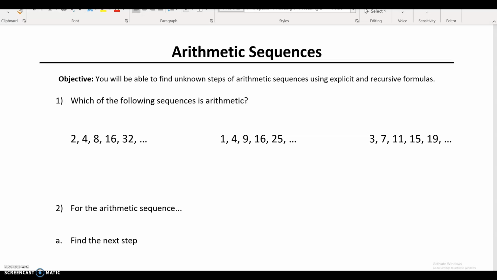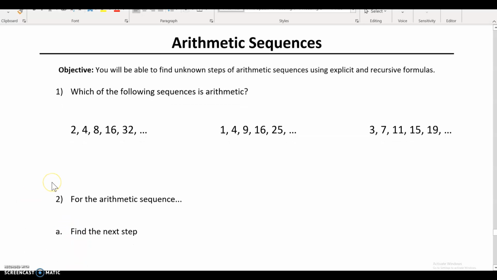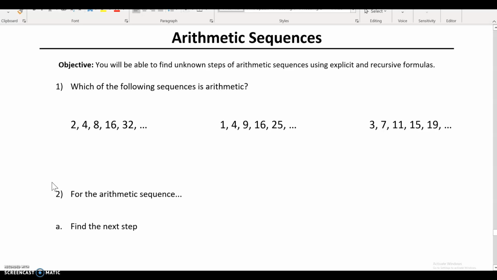Hey everyone, in this video we are going to start talking about sequences, specifically arithmetic sequences. And in order to discuss them, we will talk about how to find unknown numbers in a sequence using both explicit and recursive formulas. So I just used a lot of words there, don't worry, I'm going to define them. So let's start with what in fact is an arithmetic sequence.